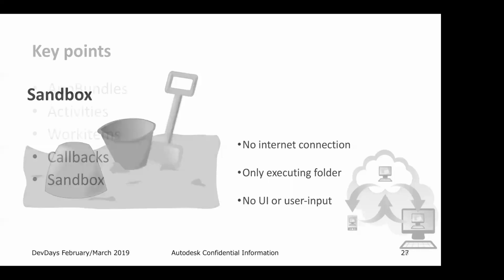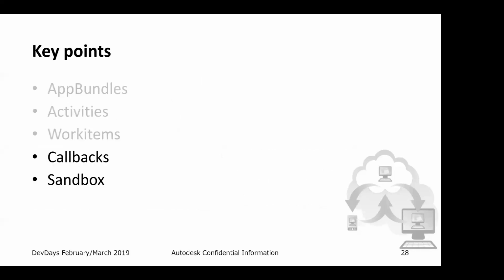So just to summarize a few key points. We talked before about app bundles, activities, and work items. And later we talked about callbacks and the sandbox environment. So those are the key points to think about and consider when developing your Design Automation application.